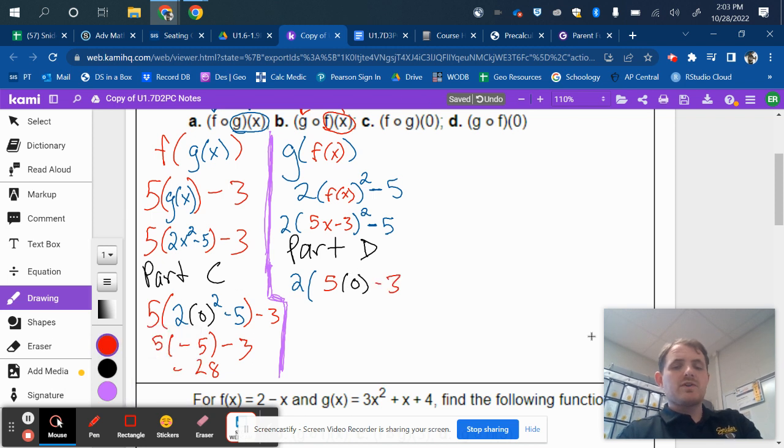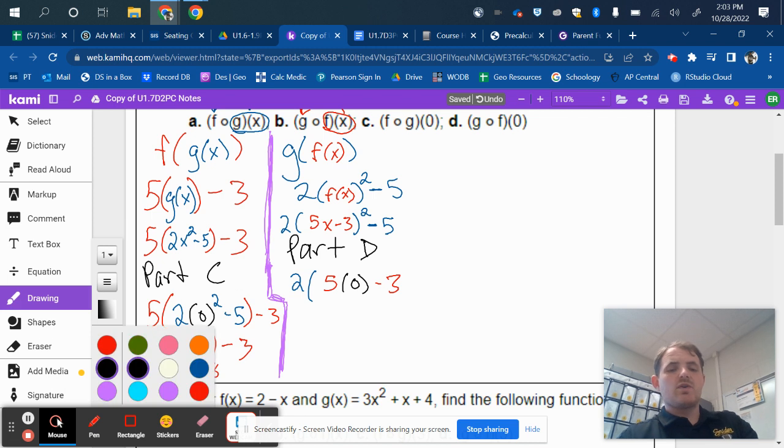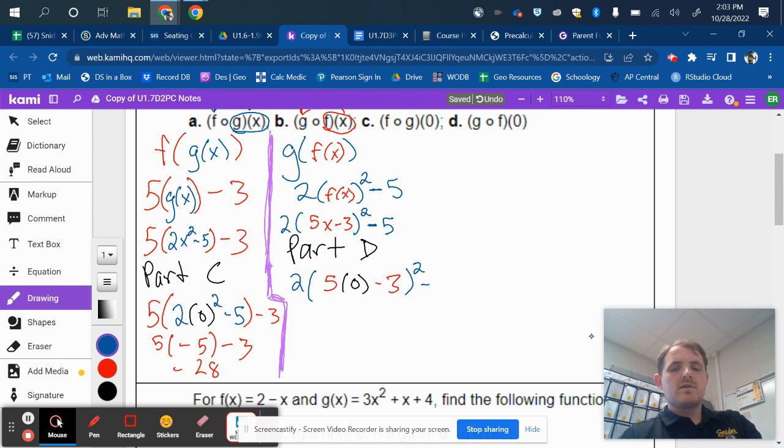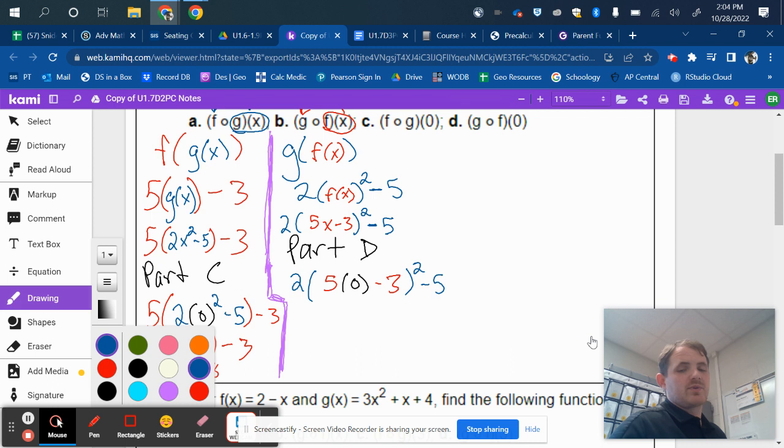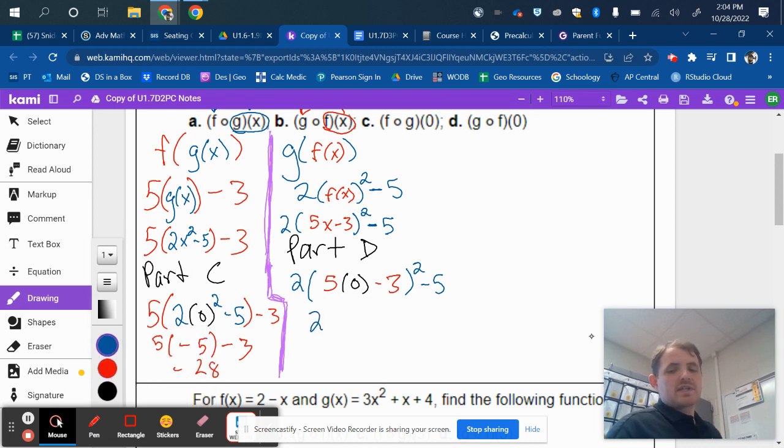There's a temptation whenever you see a 0 to just say the whole thing is 0, but remember only part of that's going to be 0. So 5 times 0 is 0, minus 3, negative 3. So I have to square negative 3, which turns into what? So it'll be 2 times 9 minus 5. Great job, 18 minus 5, so just a 13.